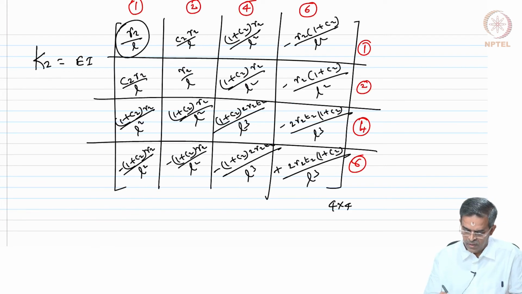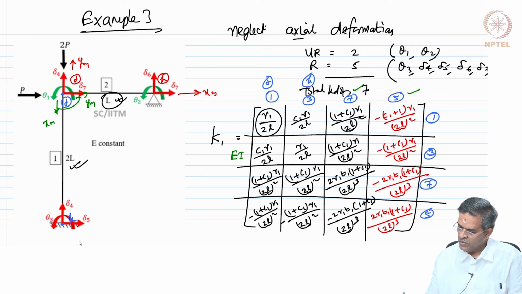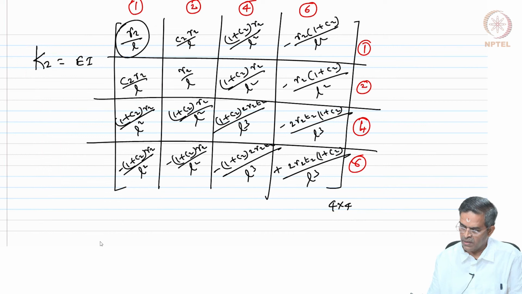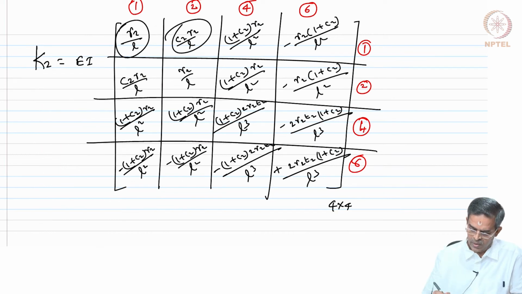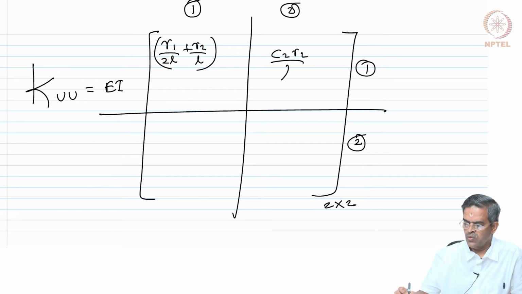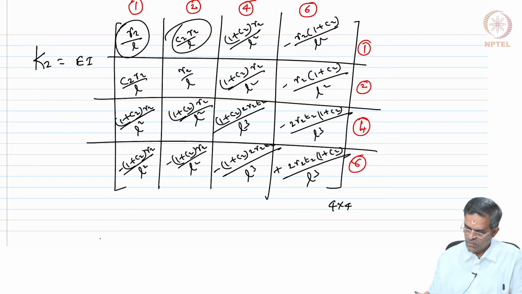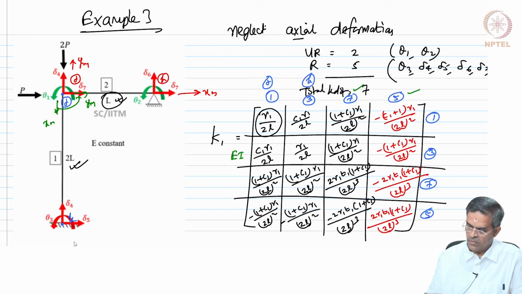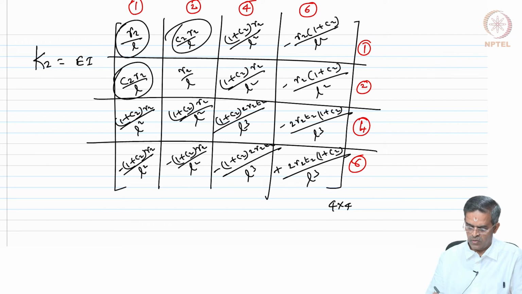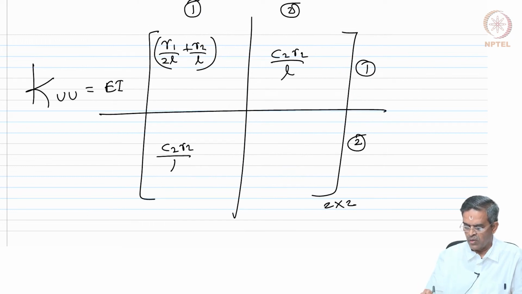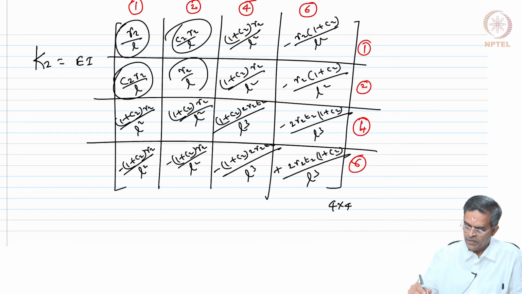Okay. Let us say 1 2, which is not in the first matrix, but 1 2 can be in the second matrix. So, 1 2 is C2 R2 by L. Then let us say 2 1. 2 1 is in the second matrix here. C2 R2 by L. So, C2 R2 by L, and 2 2 is here, which is R2 by L.